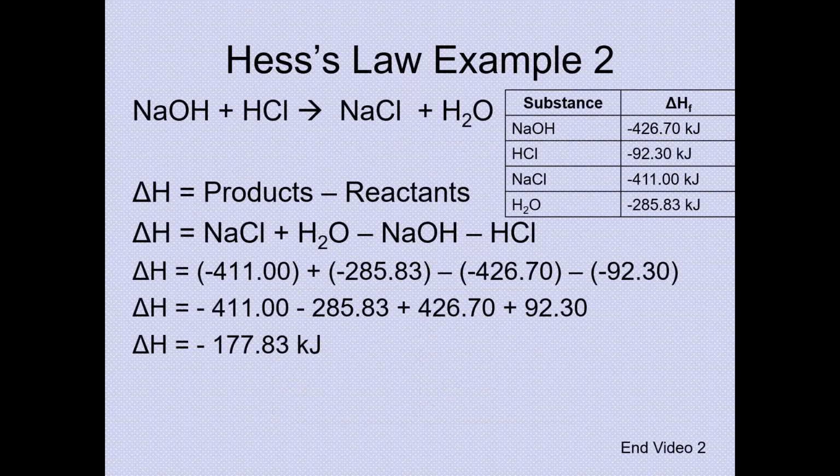All right. So once again, same formula, same table, just rearranging it. You still should have done products minus reactants, which would have worked out to NaCl plus H2O minus NaOH minus HCl. I found my values from the table, punched them all into my calculator, and you got the correct answer if you got a value of negative 177.83 kilojoules. Don't forget that unit at the end.